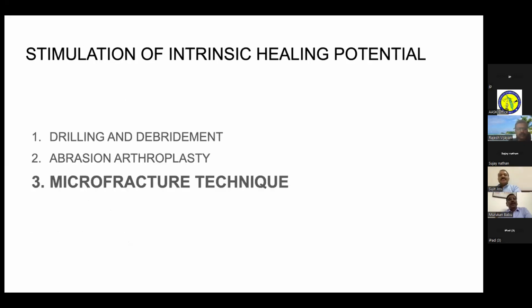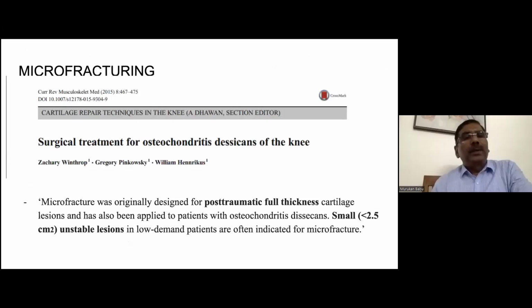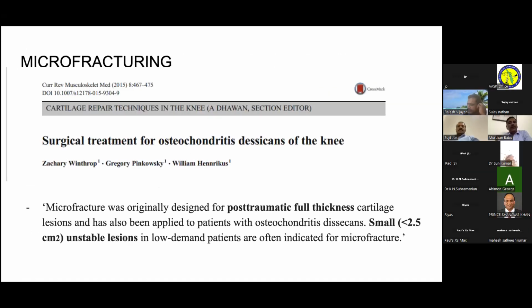So among these intrinsic healing potential stimulation techniques, you have drilling and debridement, then abrasion arthroplasty and the microfracture technique. Microfracturing was originally designed for post-traumatic full thickness cartilage lesions and has also been applied for osteochondritis dissecans. At that time it was thought to be useful only for lesions of less than 2.5 centimeters square.